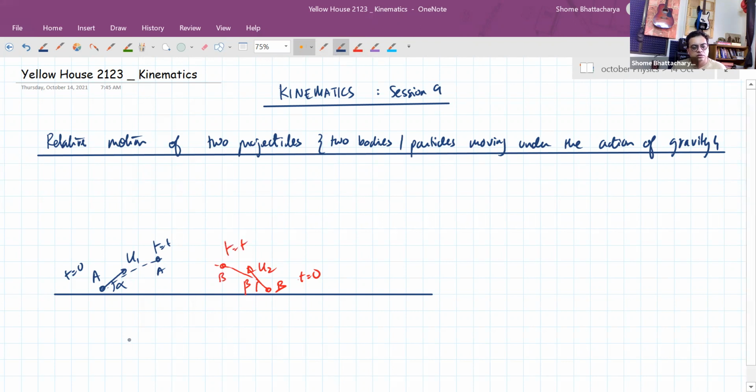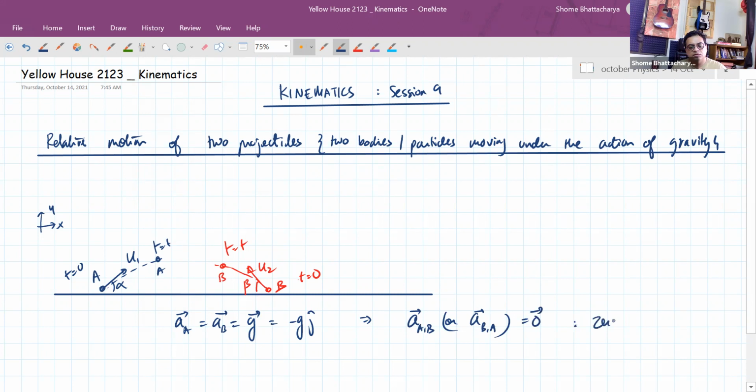see that we are using this system of axis. Acceleration of A is equal to acceleration of B, which is equal to the acceleration due to gravity vector, or minus g j cap. So that means the relative acceleration of A with respect to B, or B with respect to A, whichever one we choose to take, is 0. So they have 0 relative acceleration.